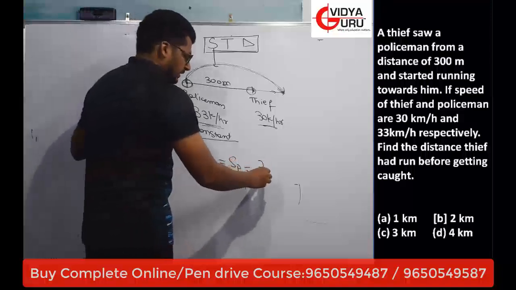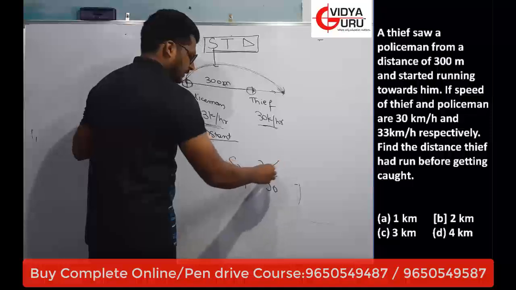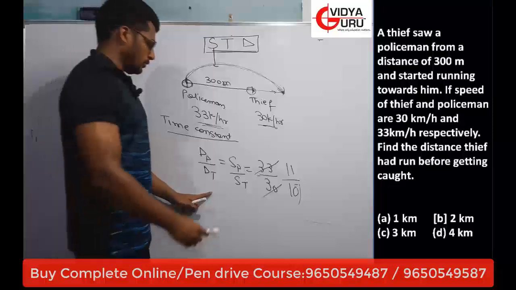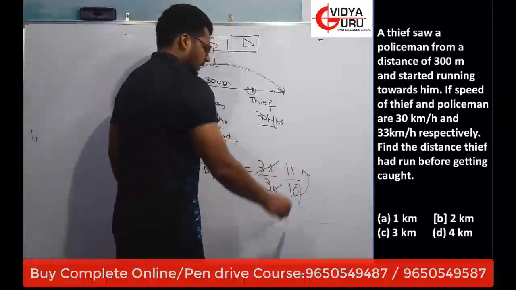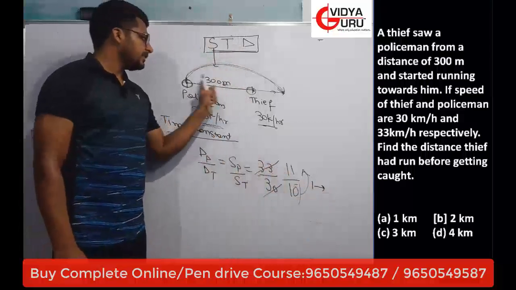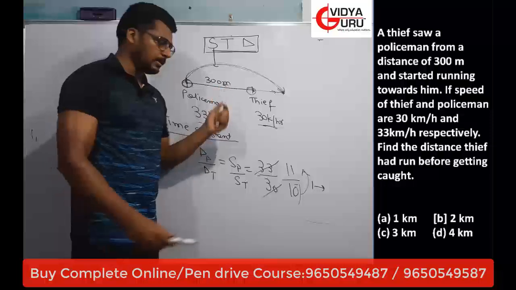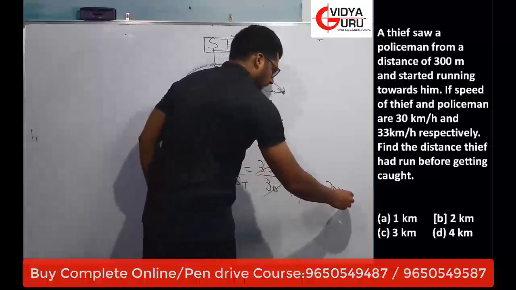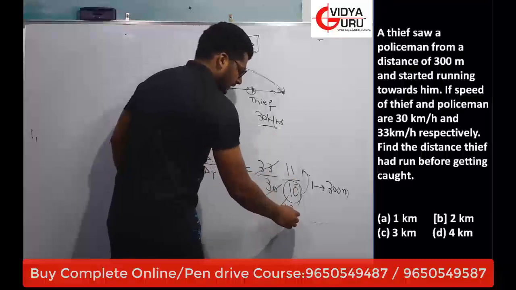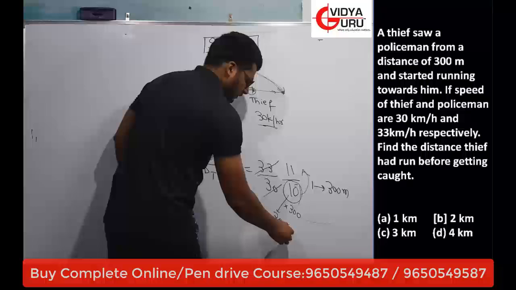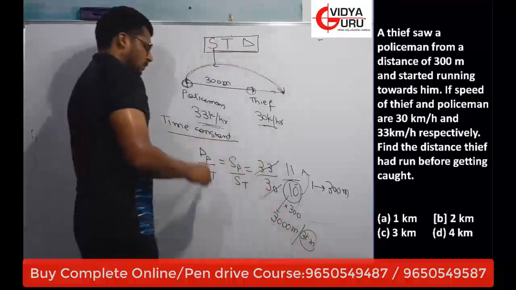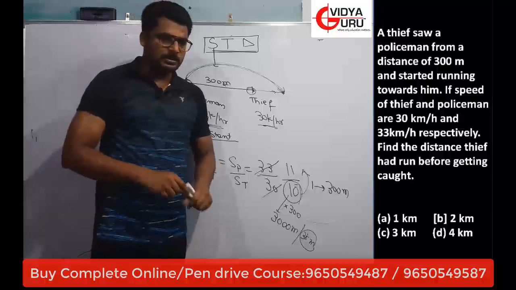What is the ratio of speed? 33 upon 30. That means ratio will be 11:10 for distance also. How much distance more is covered by policeman? 1. But in actual, how much more distance he will cover to catch the thief? 300 meter. That means value of 1 is 300 meter. That means how much distance thief will run, 10 times 300, that will be equal to 3000 meter or 3 kilometer. So if time is constant, ratio of distance and speed is equal.